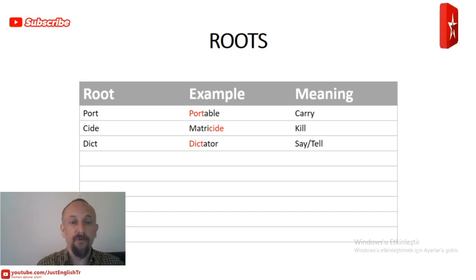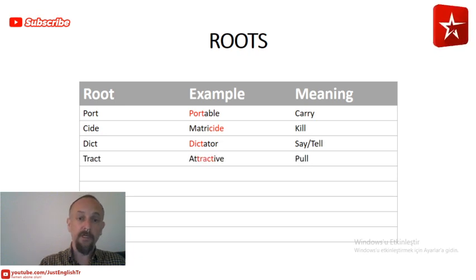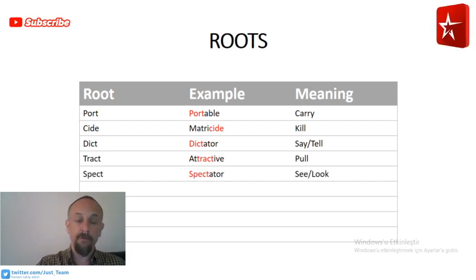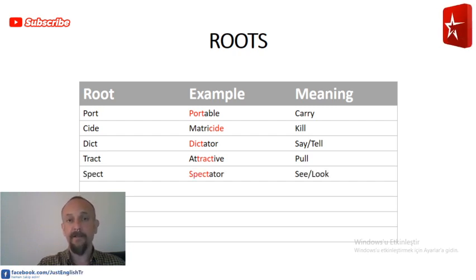Okay, so we also saw dict, coming from the Latin dictare, meaning to say or tell, and we saw that with the word dictator. A dictator, of course, is someone who tells other people what to do. We saw tract. Tract meant to pull, and we saw that in the word attractive. An easy way to remember this would be to think of the Turkish word çekici, çekmek. What does çekmek mean in English? It means to pull. We also saw spect, as in spectator, and we saw that meant to look or to see. A spectator is someone who looks at something.